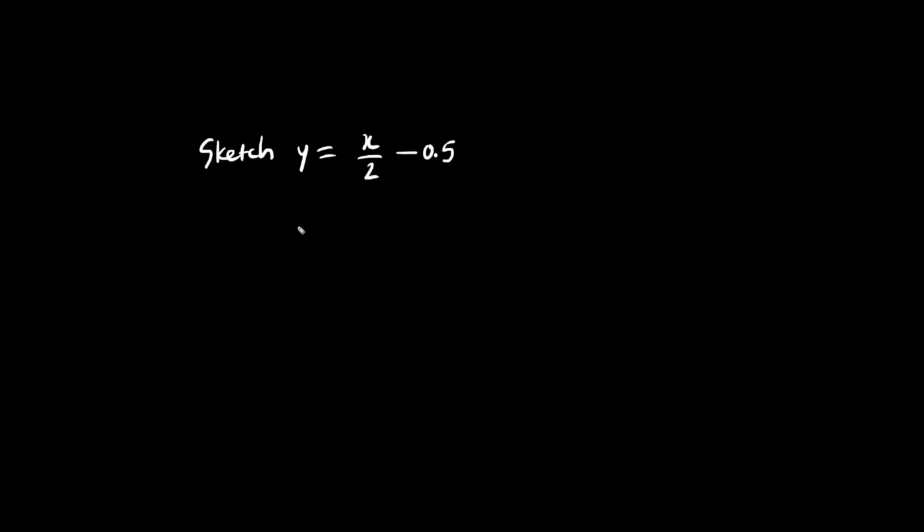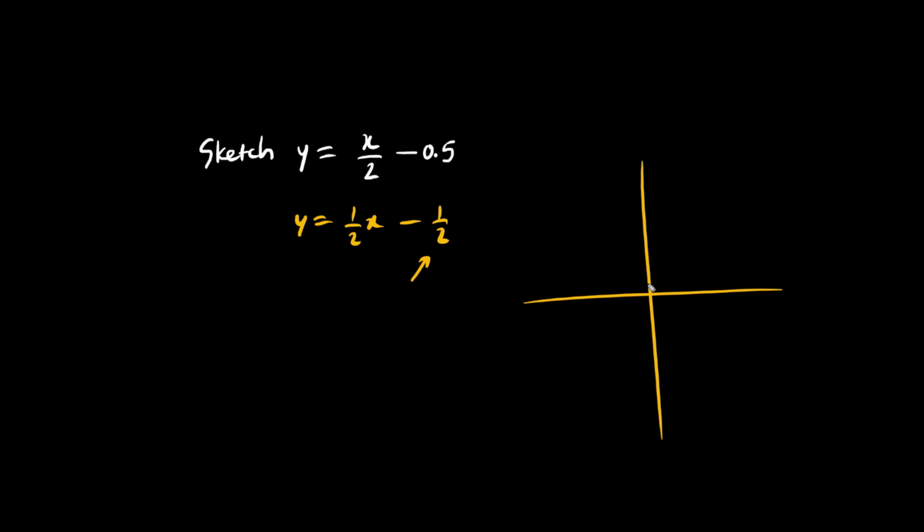Let's sketch this line. Let's rewrite this equation as y equals 1/2 x minus 1/2, which is equivalent to 0.5. The y-intercept is negative 1/2. So let's draw the origin here, and we'll label this as 1, 2, 3 in the positive direction, and we have negative 1, negative 2, negative 3 in the negative direction. When the y-intercept is negative 1/2, that's between 0 and negative 1. It's over here.